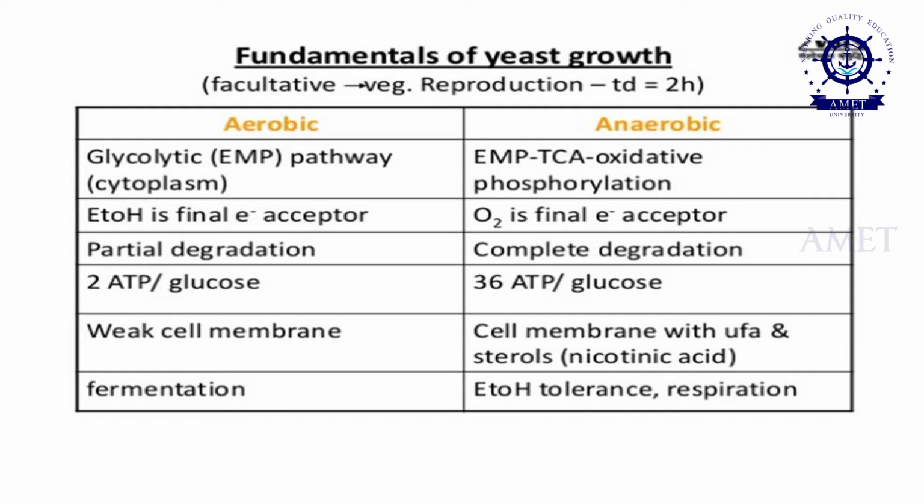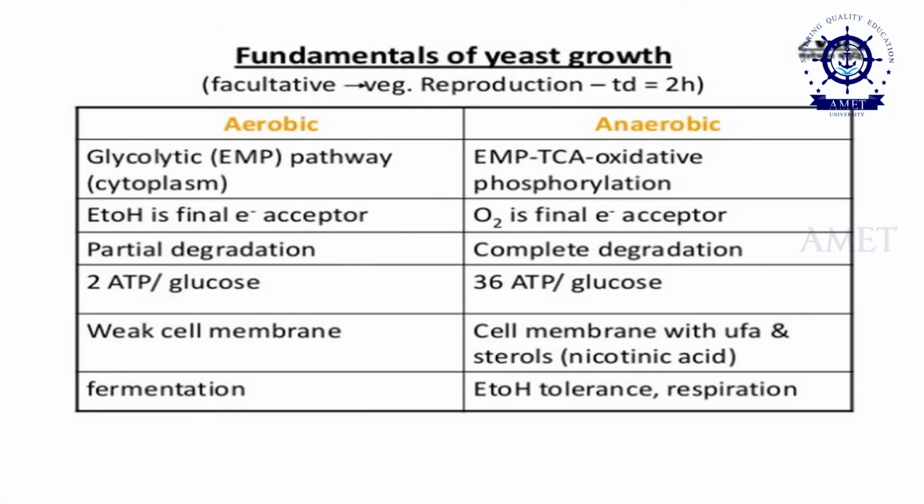So, here, aerobic and anaerobic. In the one, the glycolytic pathway comes, that is the EMP pathway, the Embden-Meyerhof pathway, and in the other the TCA cycle, that is oxidative phosphorylation, takes place, the thing which I have discussed earlier. The next thing: 2 molecules of ATP are produced in the glycolytic pathway, whereas in the TCA cycle, 36 molecules of ATP are produced.